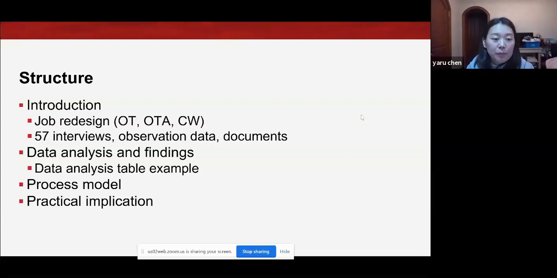First of all, the background of the job redesign. The job redesign was carried out in a health and social care organization in the UK. The organization has three different occupational groups: occupational therapist, occupational therapist assistant, and caseworker. The job redesign itself was carried out around 2011, 2012. What happened was, before the job redesign, the OTs and the OTAs worked together.